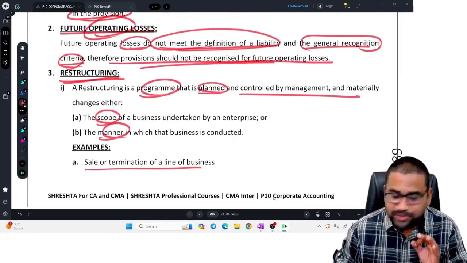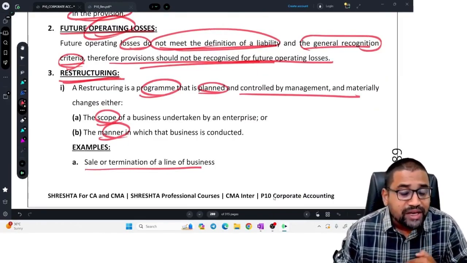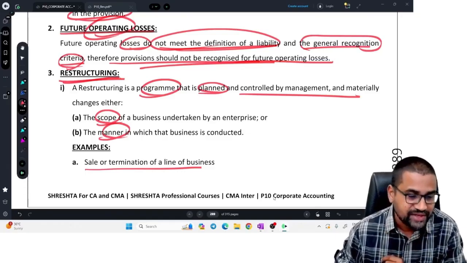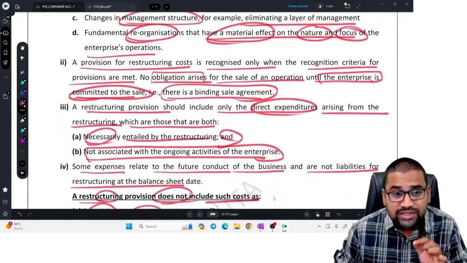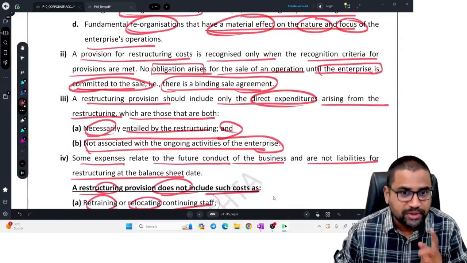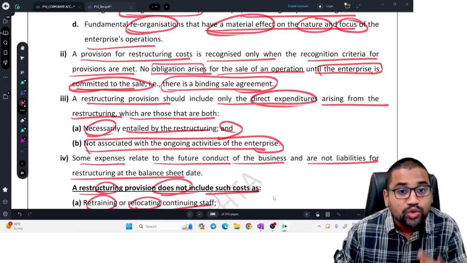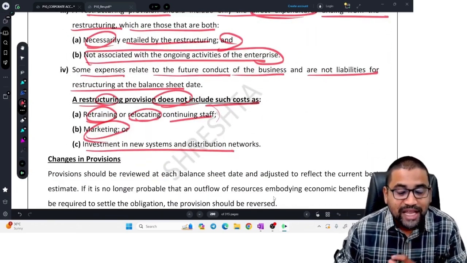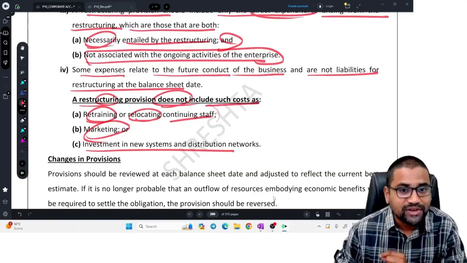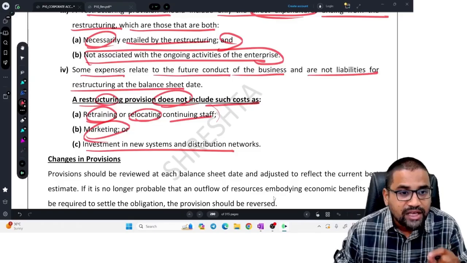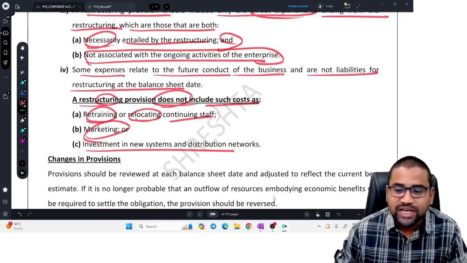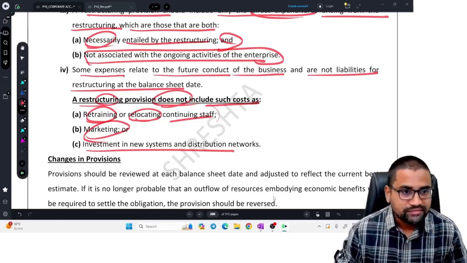So there is a concept called restructuring, and whenever a company announces a restructuring, whatever the cost the company is going to incur, for that they can create a provision provided those three conditions are satisfied. And this restructuring cost includes only the direct expenditure because of the restructuring, and it does not include any cost relating to the ongoing activities of the business, like any retraining cost, any relocating of the continuing staff, any marketing expenditure, any investment in new systems, distribution networks. Don't include.